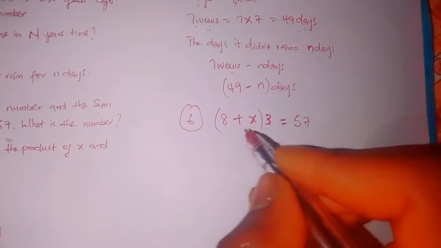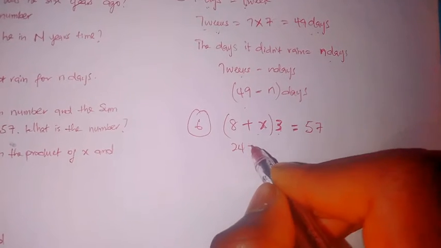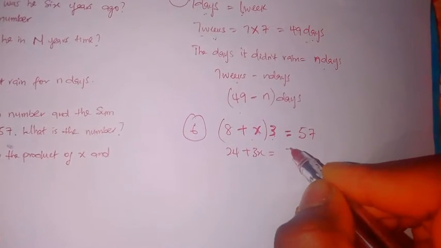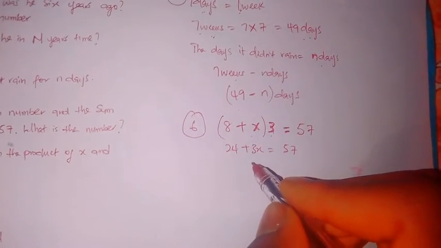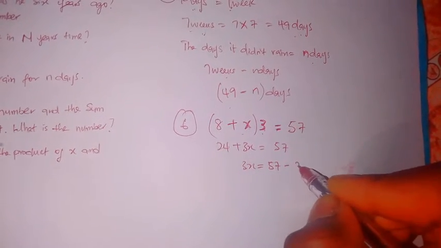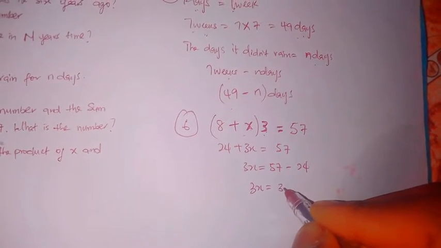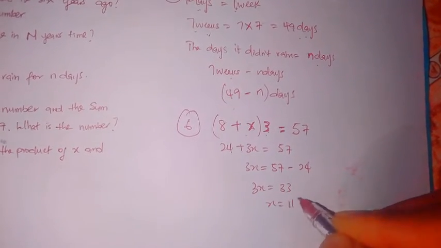It means I have to solve here. In this case, you can decide to expand. That becomes 24 plus 3x equals 57. So we now have 3x equals 57 minus 24. 3x equals 33. x equals 11.